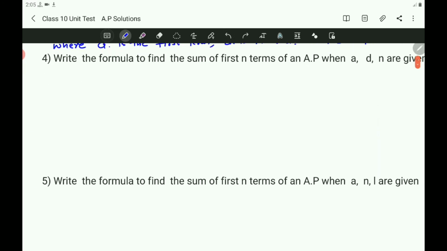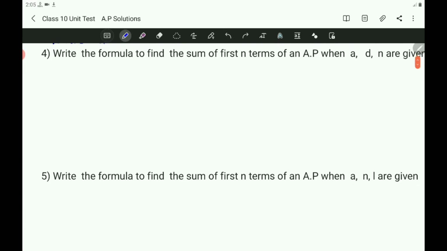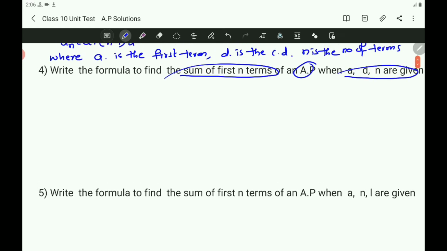Next, write the formula to find the sum of the first n terms of an AP when A, D, N are given. You know what is A, what is D and what is N. A is the first term, the term which comes first, D is the common difference and N is the number of terms.